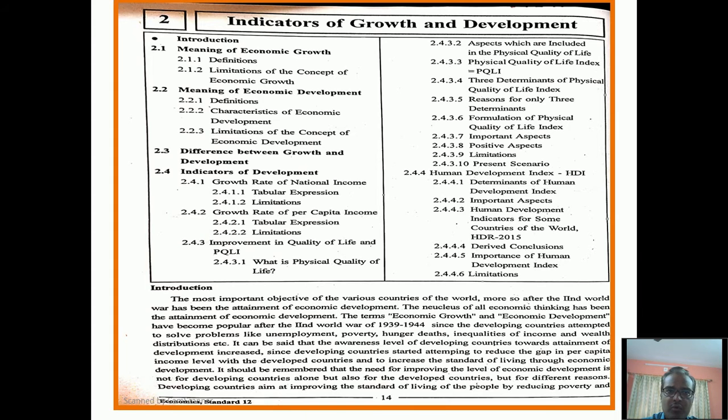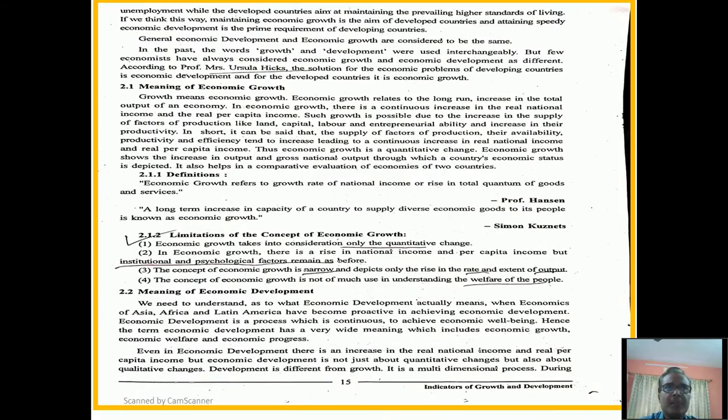Developing countries aim to improve the standard of living of the people by reducing poverty and unemployment, while developed countries aim to maintain a privileged higher standard of living. If we think in this way, maintaining economic growth is the aim of developed countries, and attaining speedy economic development is the prime requirement of developing countries.